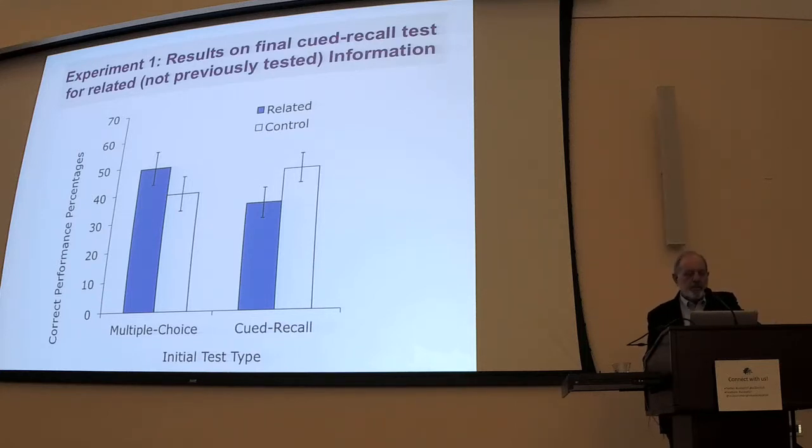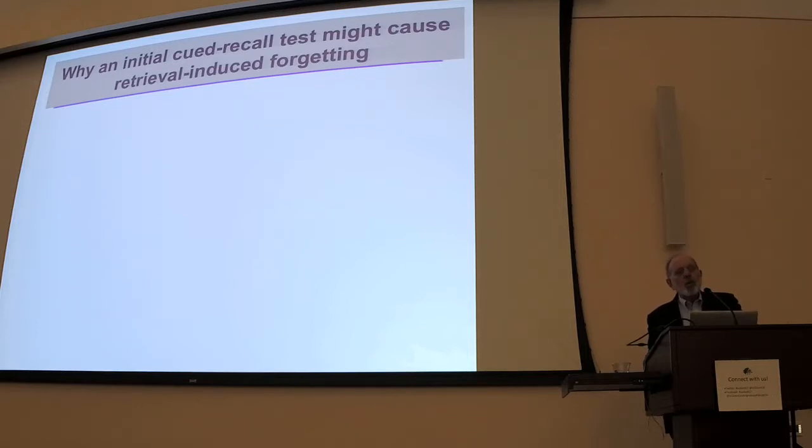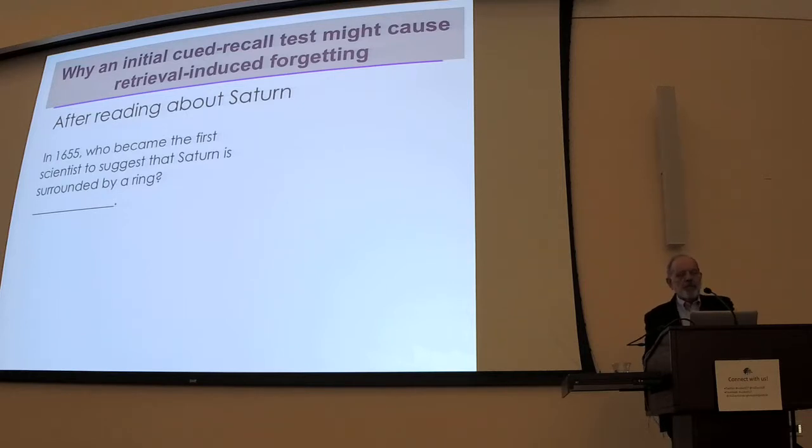Our analysis is something illustrated here. Why would an initial cued recall test cause retrieval-induced forgetting? This phenomenon is that I select some things, I select against the others, and that leads them to become less accessible. So we tried to illustrate it here. Who became the first scientist to suggest that Saturn is surrounded by a ring? Those might be the contenders. As I select one, I select against the others and make them less accessible. And when they then become the right answer to another question, I do a little bit worse.